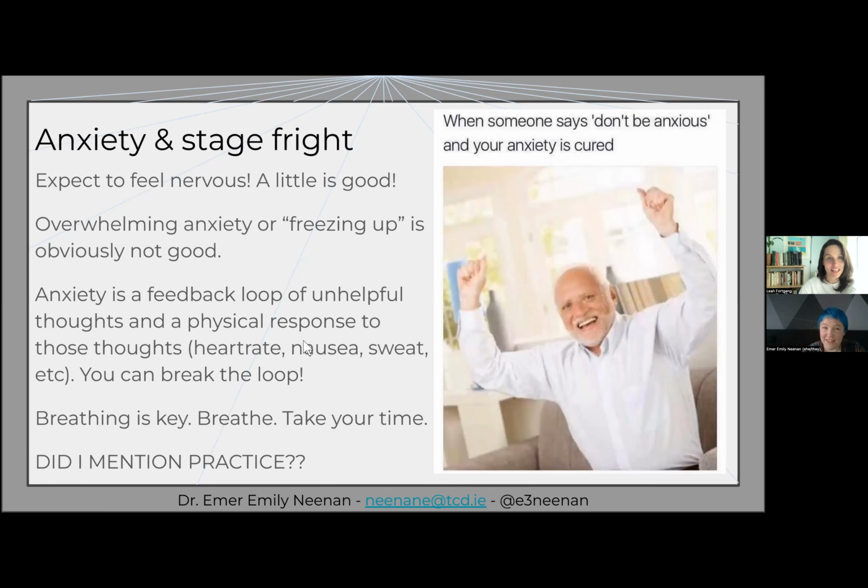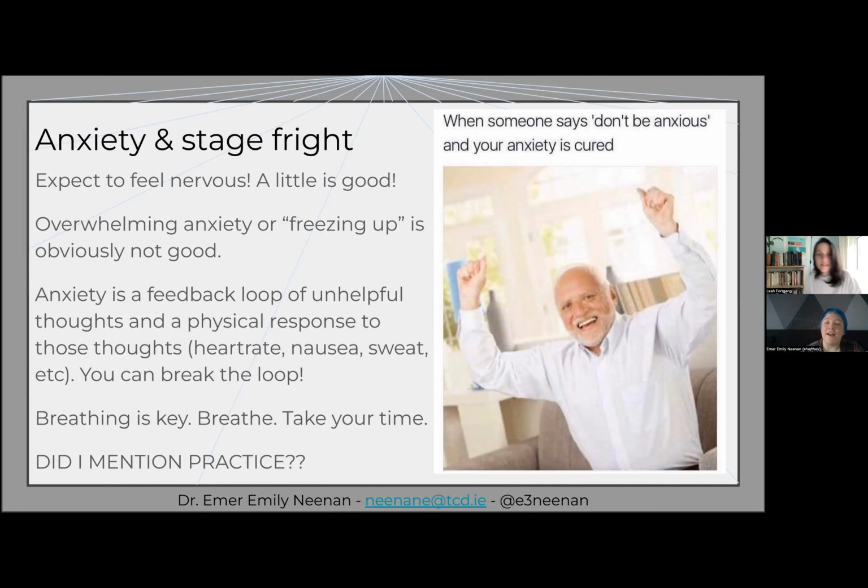If you do have anxiety and stage fright, feeling nervous is useful. It is a thing that your body is doing to try to help you. Your body understands on some weird deep level that you could get hurt, and it's trying to protect you from feeling like you're going to get hurt. But obviously if you feel too nervous, you're going to freeze up or you're going to feel sick or something. That's not good.